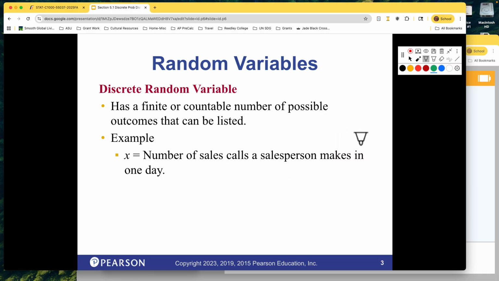To get back to this, we talked about discrete. Does anyone remember what the other type of variable was if it's not discrete? Continuous. Good.